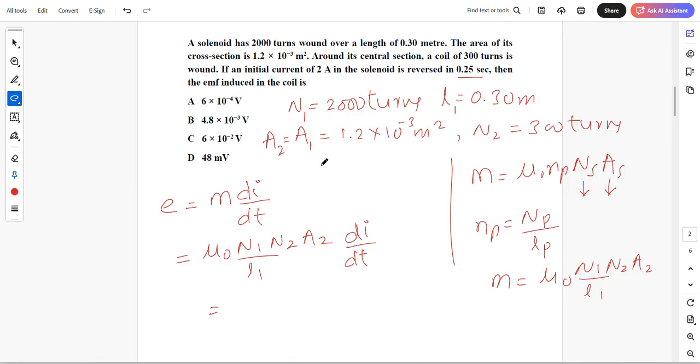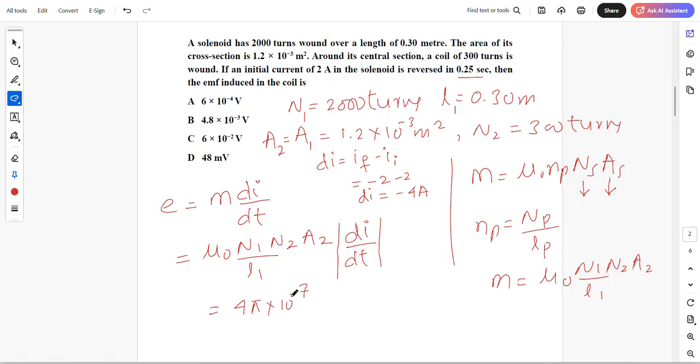Now what is change in the current? Change in the current, dI, is nothing but final current minus initial current, I final minus I initial. How much is the final current? If an initial current of 2 amperes in the solenoid is reversed, it becomes minus 2. Minus 2 minus initial, that is equal to minus 4 amperes. We'll take the magnitude of this one. dI is 4 amperes. Mu naught is how much? 4 pi into 10 to the power of minus 7.